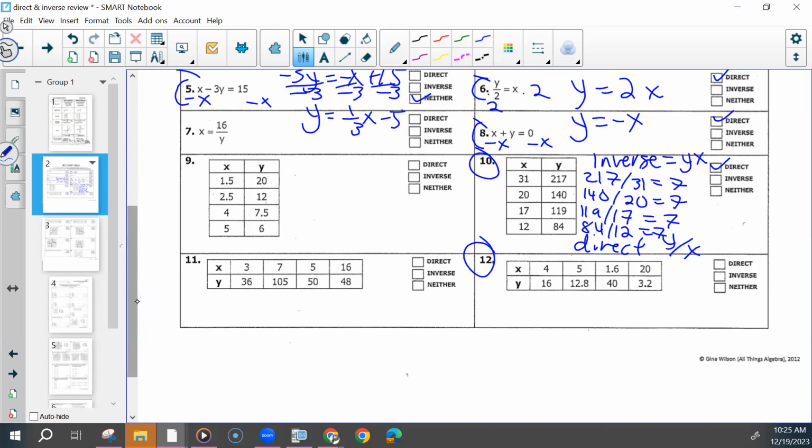Right, number 12, do we think it's gonna be direct or inverse? Okay, so let's multiply. 4 times 3.2, 5 times 12.8, 1.6 times 40, and 20 times 3.2. So it is inverse. Questions on any of those? Go on to the next page.